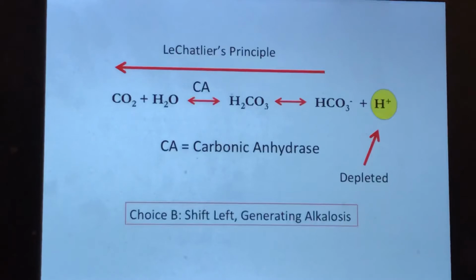Why? Because as you shift left, you deplete the protons. The protons combine with bicarbonate to make carbonic acid, and then carbonic acid is going to break up into CO2 and water. So you're depleting protons, and therefore you're becoming more alkalotic. So we see a lot of this on the MCAT.